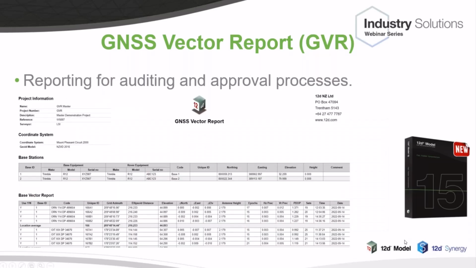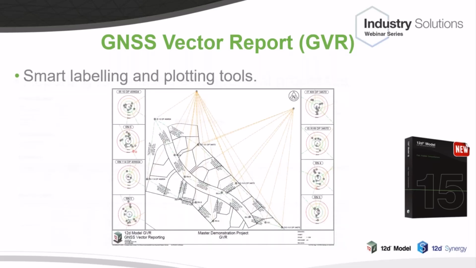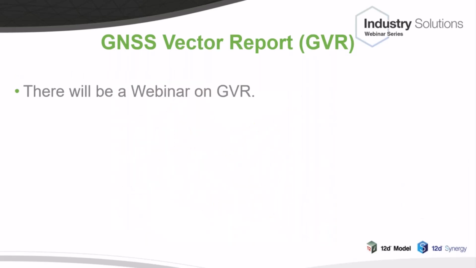And then there are reports for auditing and for approval processes. So when you have to really say what you're doing to get your GNSS vector, what things you used to get your final vector, this is the thing for you. It also has, using the MPS, smart labeling and plotting, so you can generate a plot like that straight out of 12D Model with no problems. There definitely will be a webinar on GVR. It's a very, very powerful system.